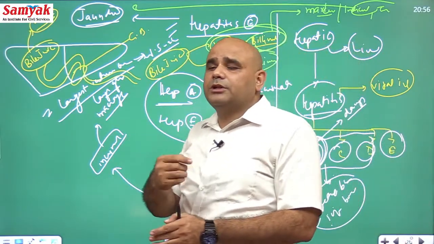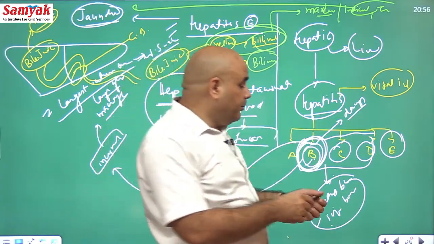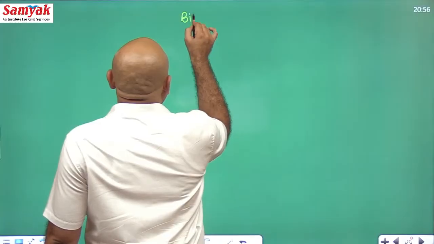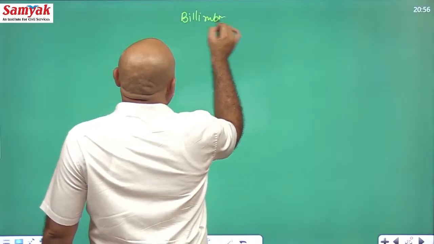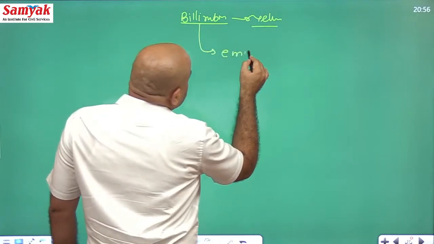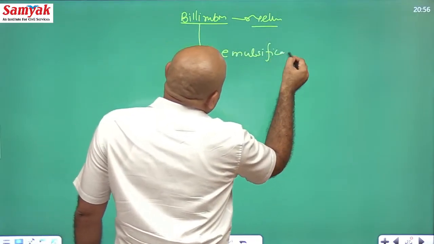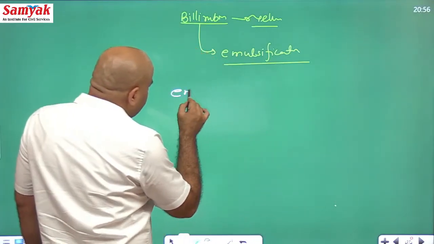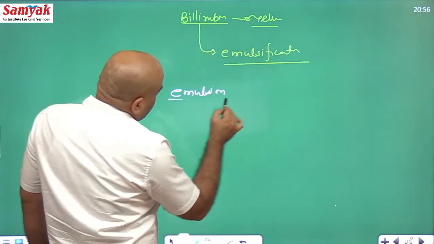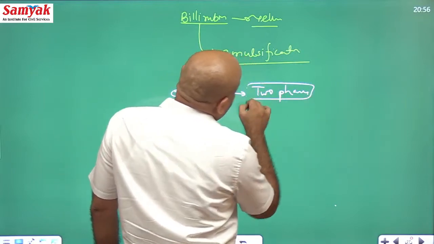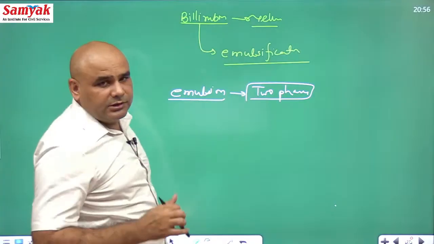From the point of view of general knowledge, you have to remember bilirubin, which is a yellow pigment. It is associated with emulsification of fat. Now, what is emulsion? You know very well that emulsion means two phases are together, then they will form emulsion. Emulsion is a system.